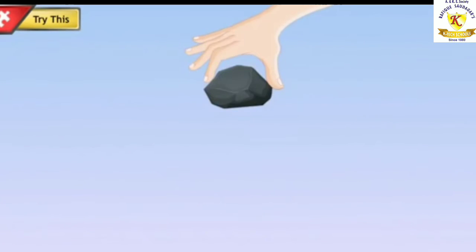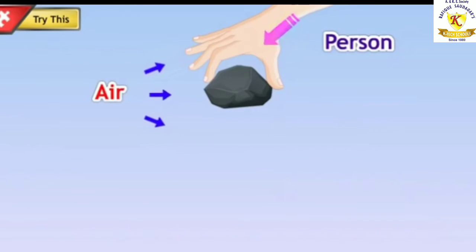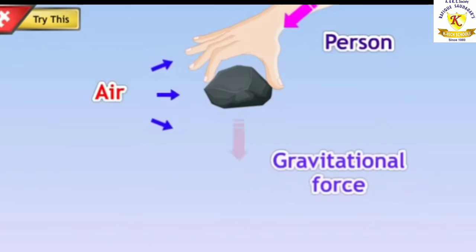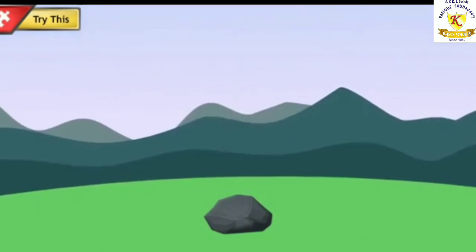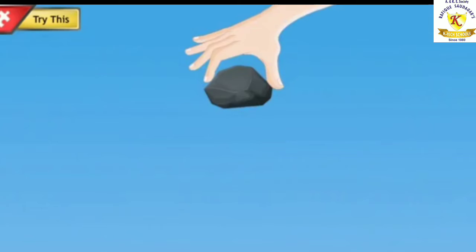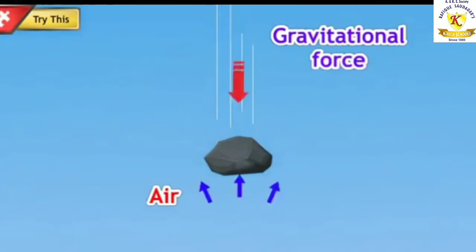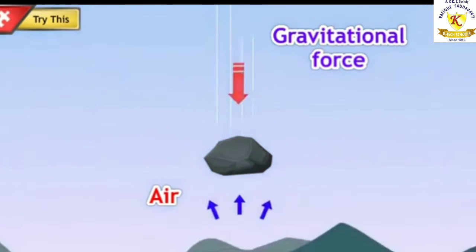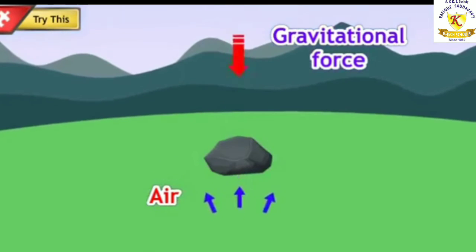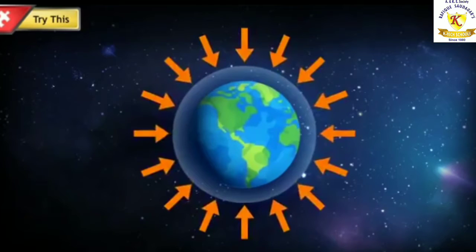The forces acting on that small stone are the force exerted by the person holding it, the force exerted by the air, and the earth's gravitational force. After releasing the stone, it falls on the ground. The forces acting on the stone after releasing it are the force exerted by the air and the earth's gravitational force.